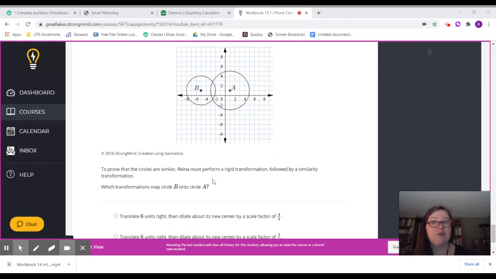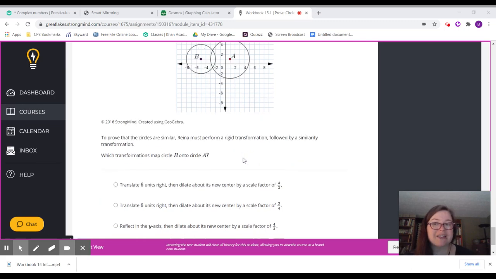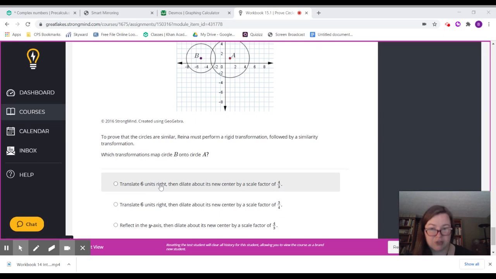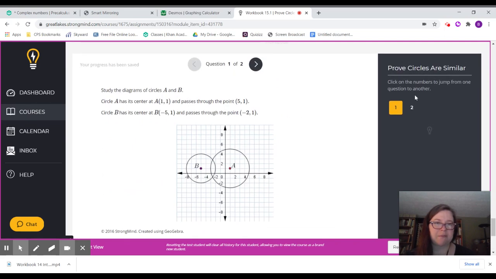And if we wanted to put B onto A, I can see that I could translate it over. From 5 over to 1 would be to the right 6. So translate 6 units to the right. And then I want it to go from the small one to the big one, so the fraction is going to have to be bigger than 1 because it's going to make it larger. So that's going to dilate it by a scale factor of 4/3. Could we reflect it across the x-axis? Yeah, but then it wouldn't put it onto A. So we're just going to leave it with that one.